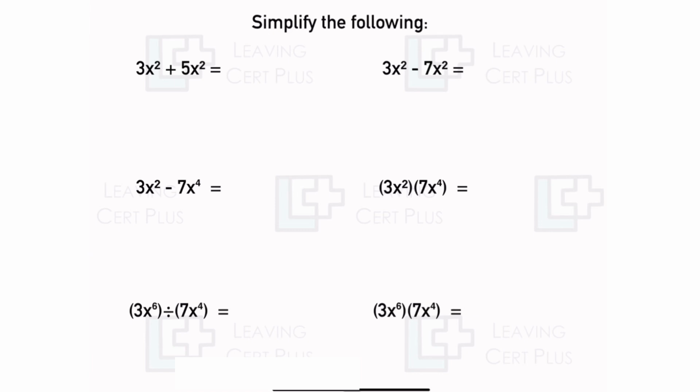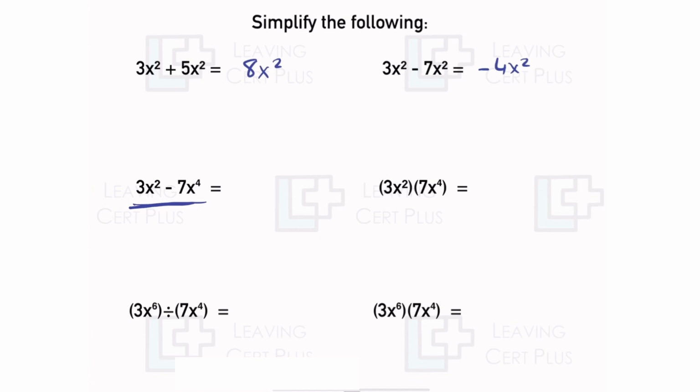Okay, so remember what we learned. They need to be in the same family if we're adding or taking away. So here we're adding, and this is x squared and an x squared. So that's fine. We can interact them together. That's 8x squared. Here we're taking away. They're in the same family. Great, we can interact them together. So that's 3 minus 7 is minus 4x squared.